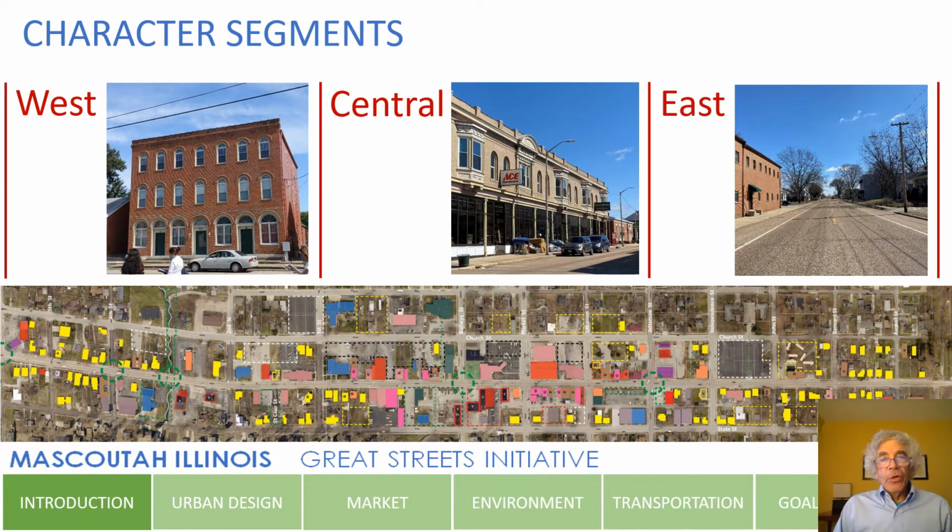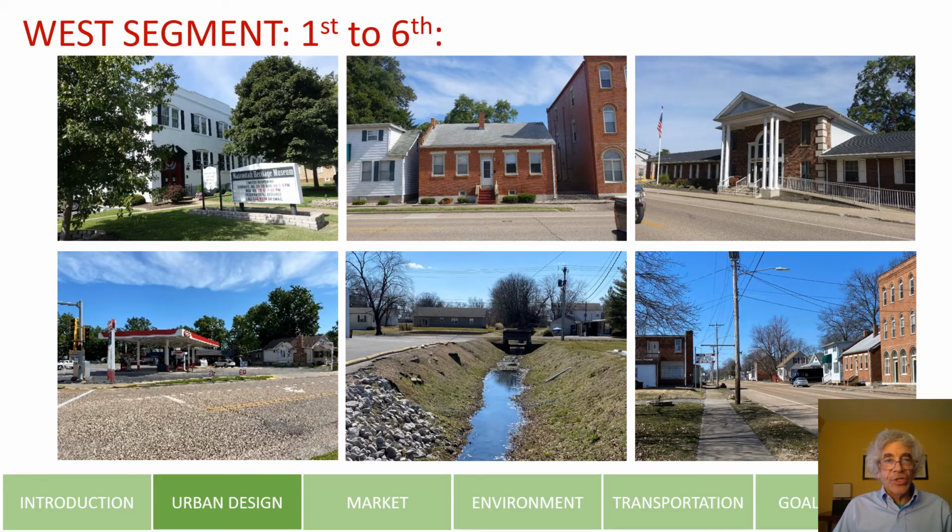This is a relatively long corridor, and so we find it useful to divide it into three character segments for our consideration. So the west segment, which is largely residential, runs from 6th Street to 1st Street if we go from west to east. The central segment, which has much of the commercial development and Main Street type buildings, extends from 6th Street to Jefferson Street to Illinois 4. And the east segment, which takes us on to the eastern edge of the city, extends from Jefferson to Mine Street. So it helps to look at these different areas that all have somewhat distinctive characters.